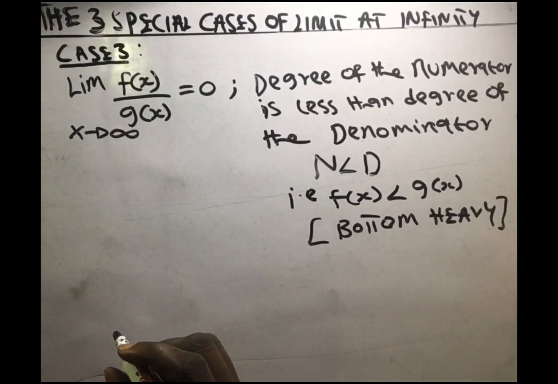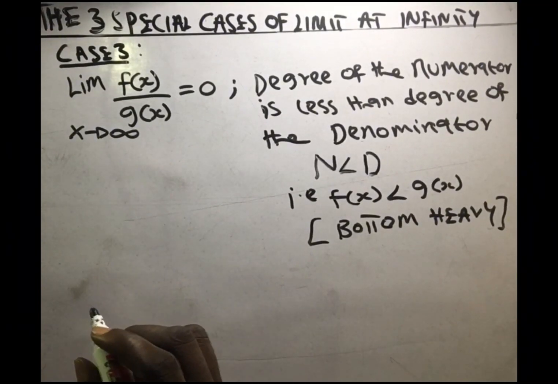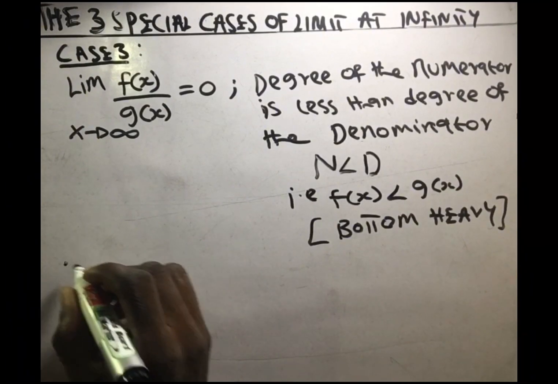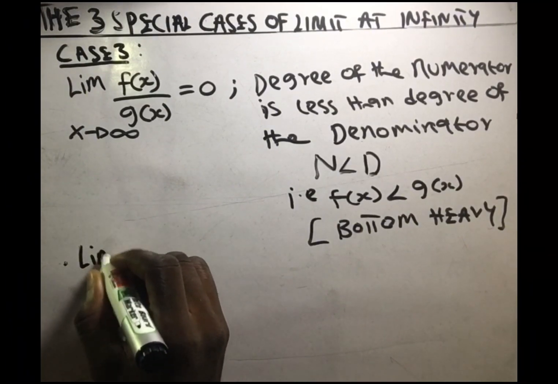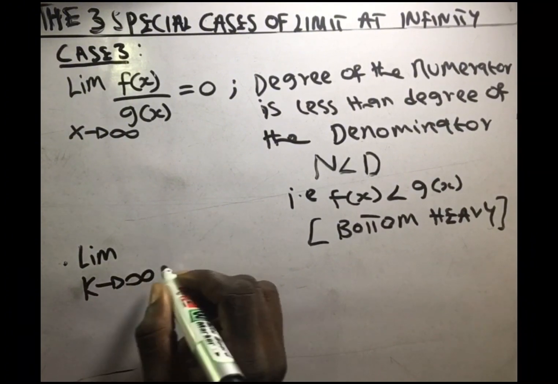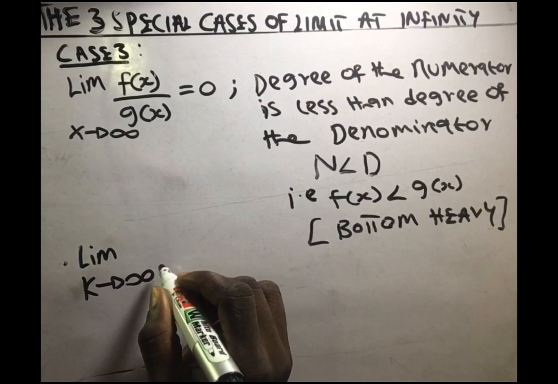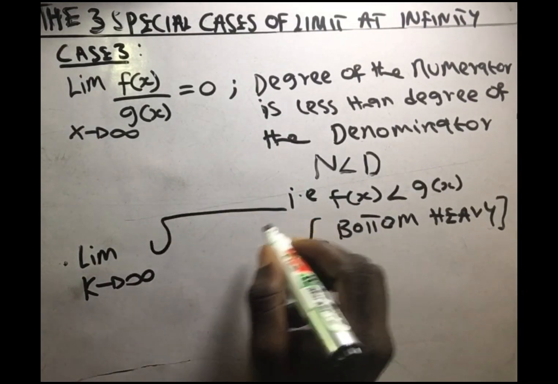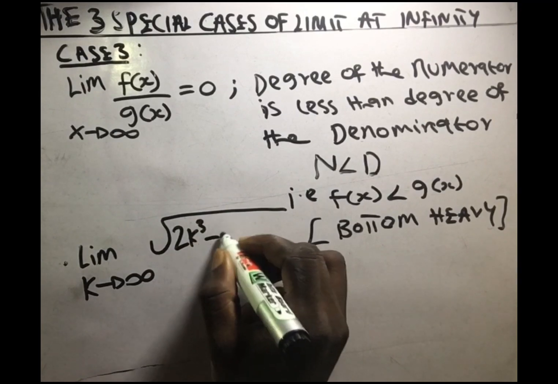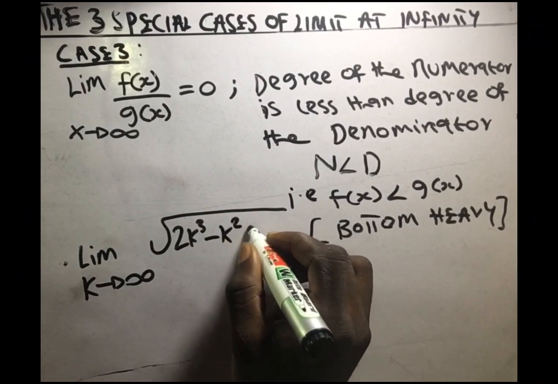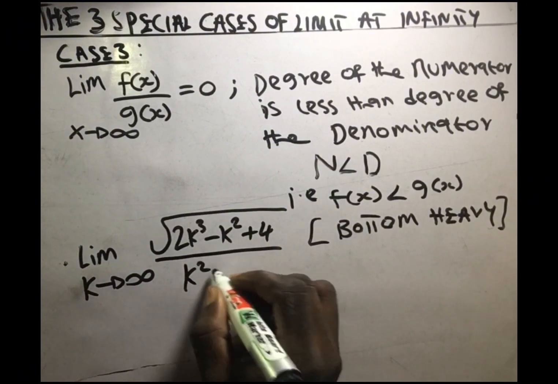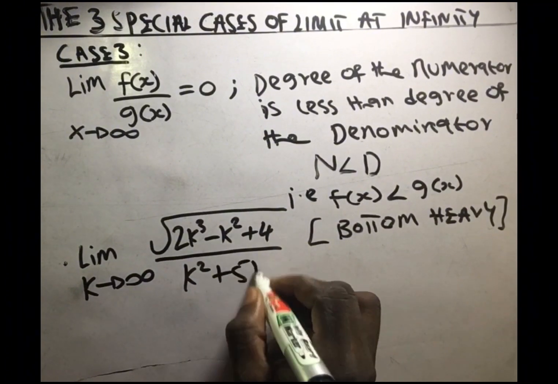Take this example into consideration for this third case. It's such a beautiful example that you will all love. So let's consider the limit as k tends to infinity for 2k to the power of 3 minus k squared plus 4 over k squared plus 5k.